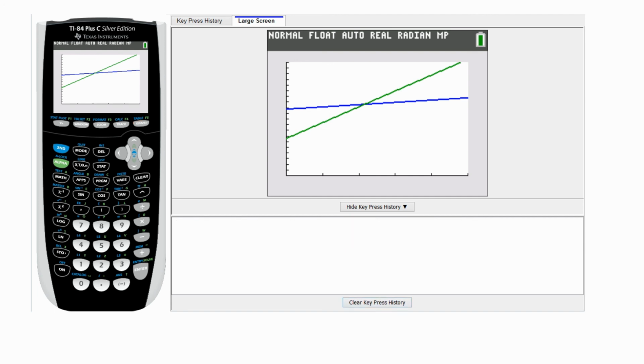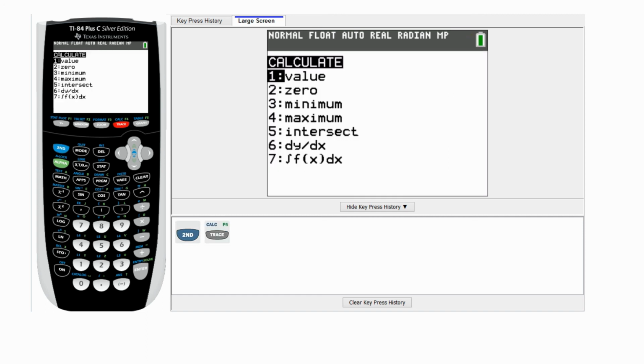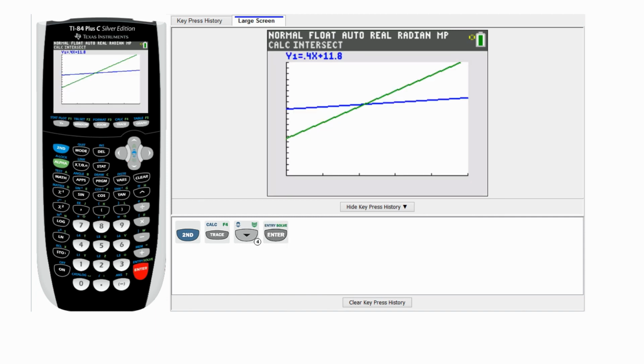So the blue line here is our magazine and the green line is the internet. And we want to find when the U.S. advertising in magazines was less than U.S. advertising in the internet. First, let's figure out where exactly it is that they cross. For that, you have to see where they crossed in your window, then go to Second, Trace, which is your Calc. We want Intersect, Enter, and then Enter, Enter, Enter, and it gives us the intersection using 1 decimal place.